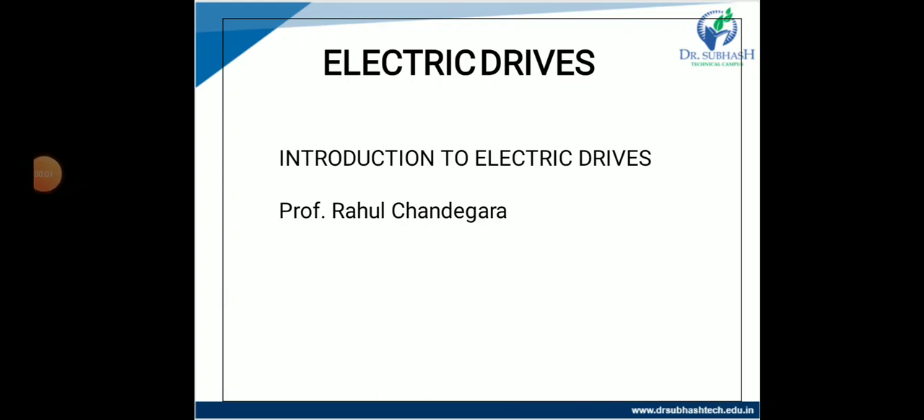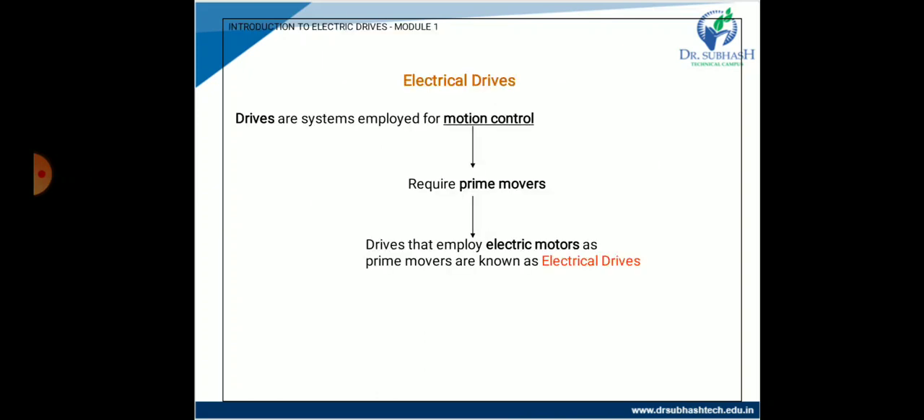Lecture based on electric drive. So we see the introduction to electric drives, its classification, its components and its features. First, electric drives. Drives are systems employed for motion control, speed control, and direction control. For that they require prime movers. Drives that employ an electric motor as prime mover are known as electric drives.